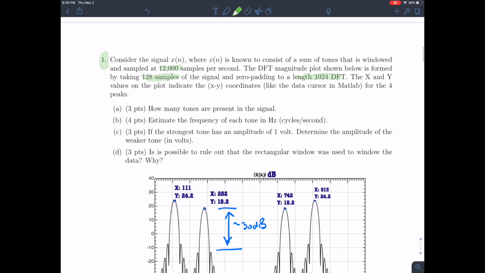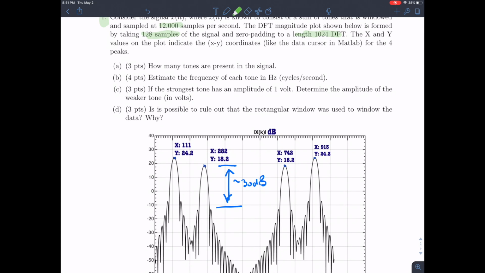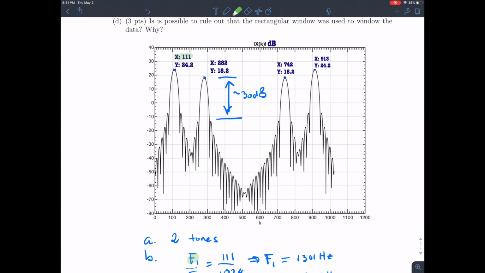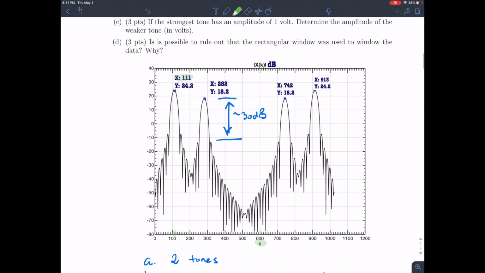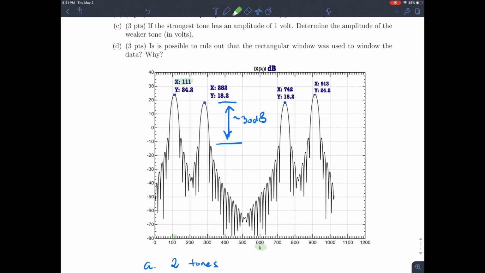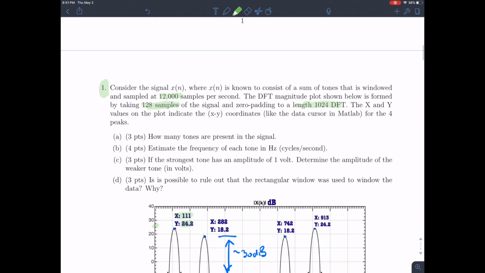The X and Y values in the plot indicate the XY coordinates, just like the data cursor in MATLAB. So really this X value of 111 tells you what the peak is along the K axis. Those are really K values coming back out, and of course, these are the amplitudes that you read across for the peaks. I think that's pretty straightforward.